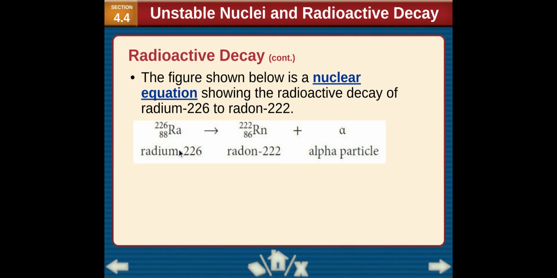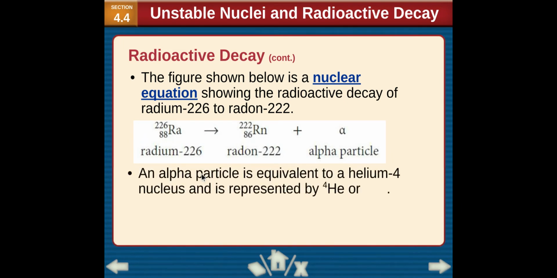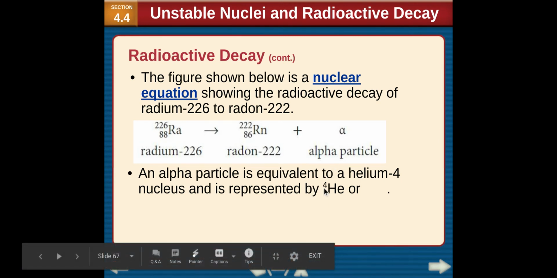Below we see a figure showing how radium-226, which is its mass number, protons plus neutrons, and its atomic number is 88, which is how many protons it has, loses 2 protons, and so it becomes radon, which has a new mass and fewer protons. Plus the alpha particle, which is the same thing as helium, which we can write as helium-4, or we can write an alpha particle.